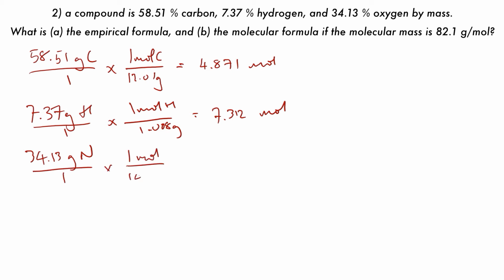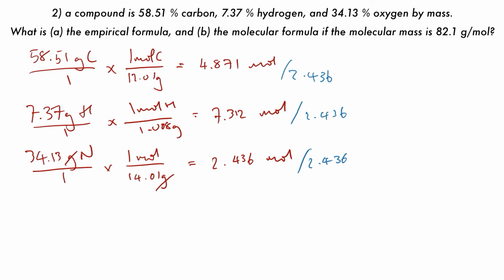the mass of 14.01 grams. We put grams on the bottom and make sure our units cancel out so that we would have the number of moles being 2.436 moles. Again, then we divide through by the number which is lowest, so that's 2.436, 2.436, and 2.436. And so that gives us a value of about 2 for carbon, a value of 3 for hydrogen, and a value of 1 for nitrogen. And so again, these will be our subscripts for our empirical formula.